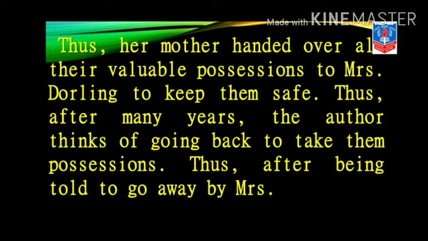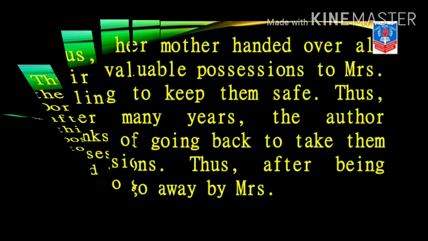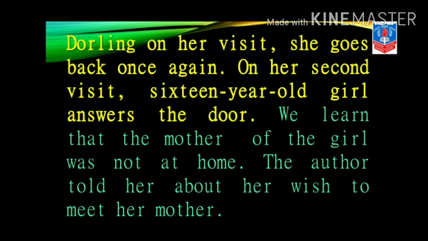And after many years, the narrator thinks of going back to take all those possessions from Mrs. Darling. So, after being told to go away by Mrs. Darling on her visit, she goes back once again. Mrs. Darling denied recognizing her, but she didn't deny knowing her mother. So she didn't allow the narrator to come inside the house. So the narrator just leaves the house on the first visit without getting inside.